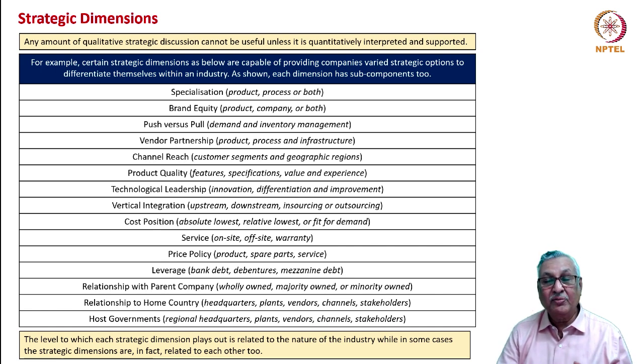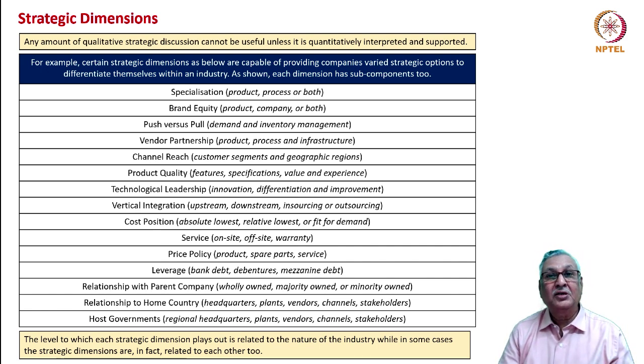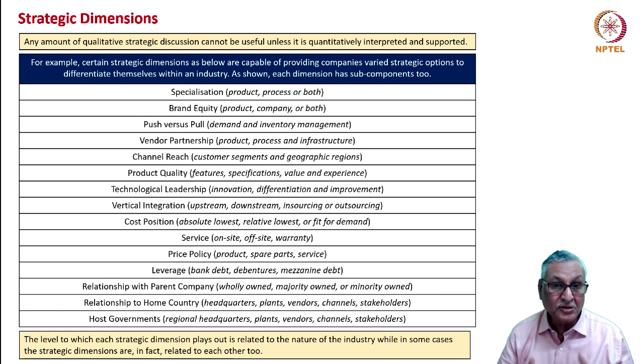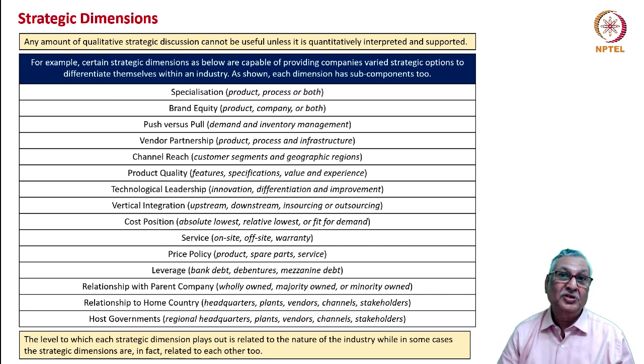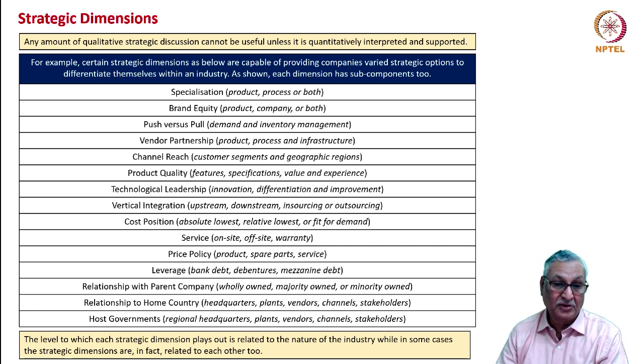Technological leadership can be defined in terms of the innovation or pioneering nature of the product and process, differentiating nature, or simply improvement nature. Vertical integration could be defined in terms of upstream, downstream, insourcing, or outsourcing. Cost position. We can have the absolute lowest cost position, relative lowest cost position, or fit for demand cost position. Service rendered by a company could be on-site, off-site, and also the warranty level could be expressive of the service.